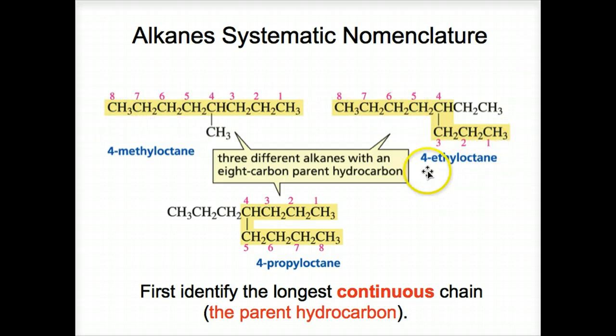And also here is 4-ethyloctane, but notice the longest chain actually is this one right here that's highlighted. You can count other ways and see that there are less than 8, but here's an ethyl group, this 2-carbon substituent off of number 4, so we call it 4-ethyloctane. There are 3 different alkanes with an 8-carbon parent hydrocarbon illustrated here. All 3 of them obviously are different molecules. They have different names, but they all have the same number of carbons.